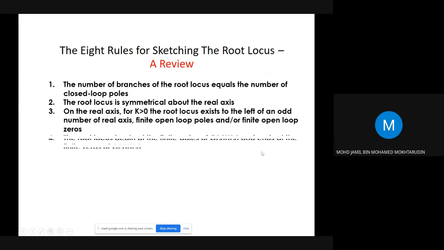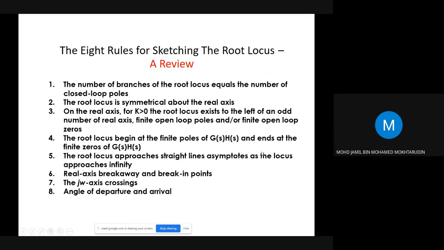Okay, so we have 8 rules. These are the rules for sketching the root locus. Rules dia balik-balik yang ni je. So when you want to sketch the root locus, try to follow the rules one by one. Okay.